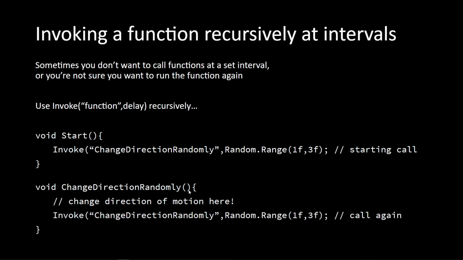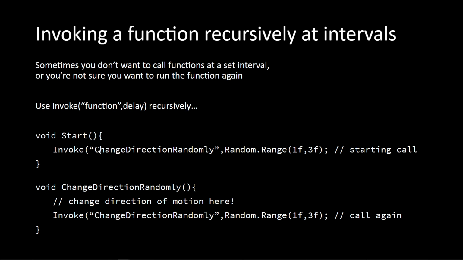So imagine you have a function and it calls itself, but it calls itself in such a way that it doesn't just call itself immediately. It can call itself after a certain delay. Right? So this is another way to basically use invoke repeating, except we could control the rate at which it invokes itself, the rate at which it recurses. So sometimes you don't want to call functions at a set interval, or you're not sure you want to run that function again. Perhaps you might want to just stop after the fifth time or something like that, after 5 seconds or something like that. So we can use invoke. We're going to invoke the function name delay recursively.